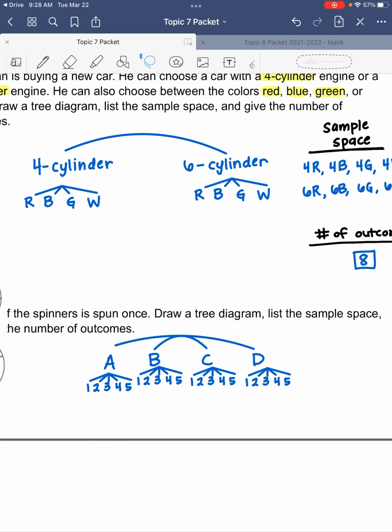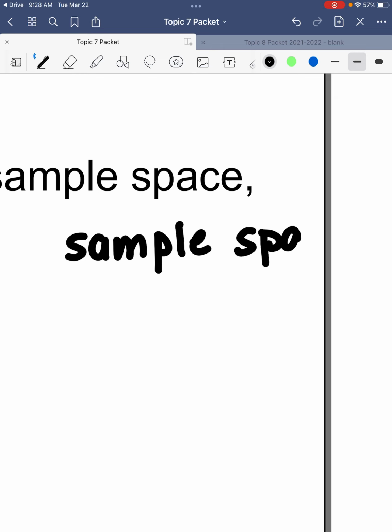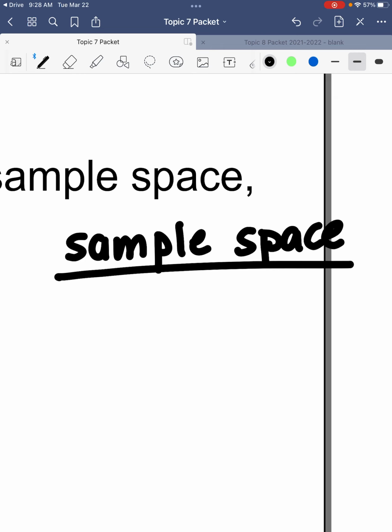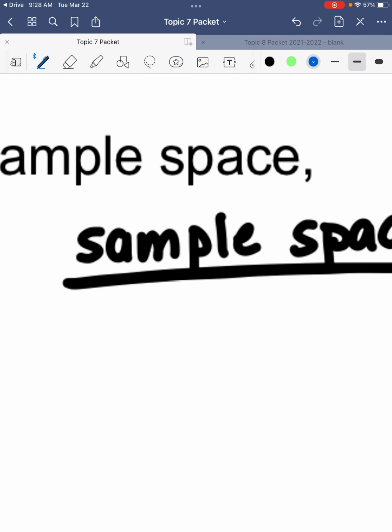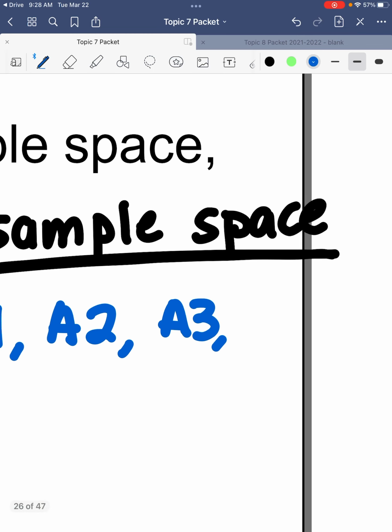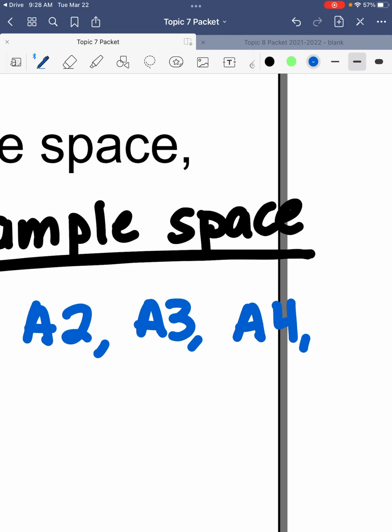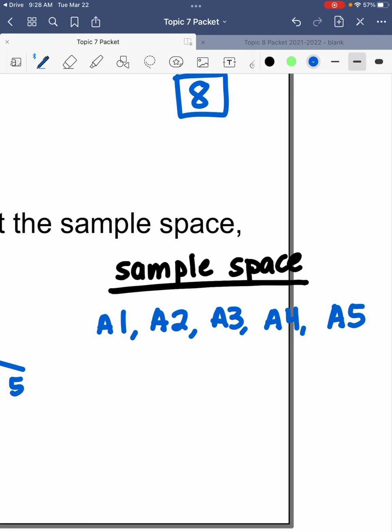Now it does say to list the sample space, so we will do that. So my sample space, so remember it could land on A first, and then it could be 1, then it could land on A and be 2, A3, then it could be A4, and finally it could be A5. So all of the A options.